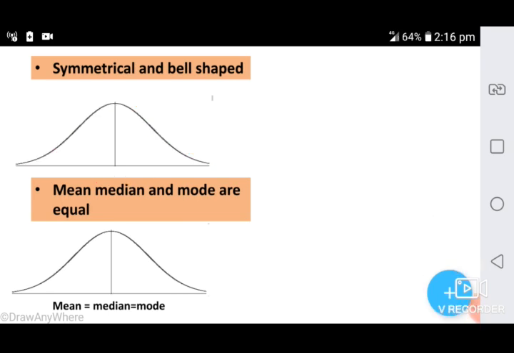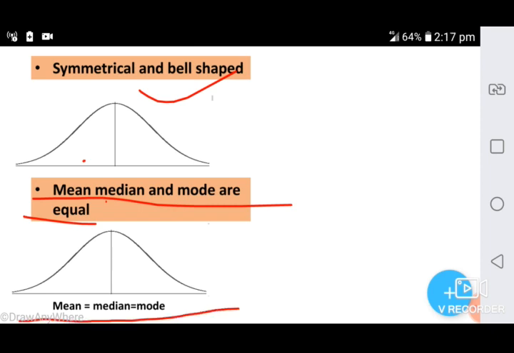Next one, mean, median and mode are equal because normal distributions follow a unimodal distribution, and also these are bell-shaped and symmetrical. The normal distribution is a probability function that describes how the values of a variable are distributed. It is a symmetric distribution where most of the observations are around the central peak, from the mean equally in both directions. That is why mean equals median equals mode.